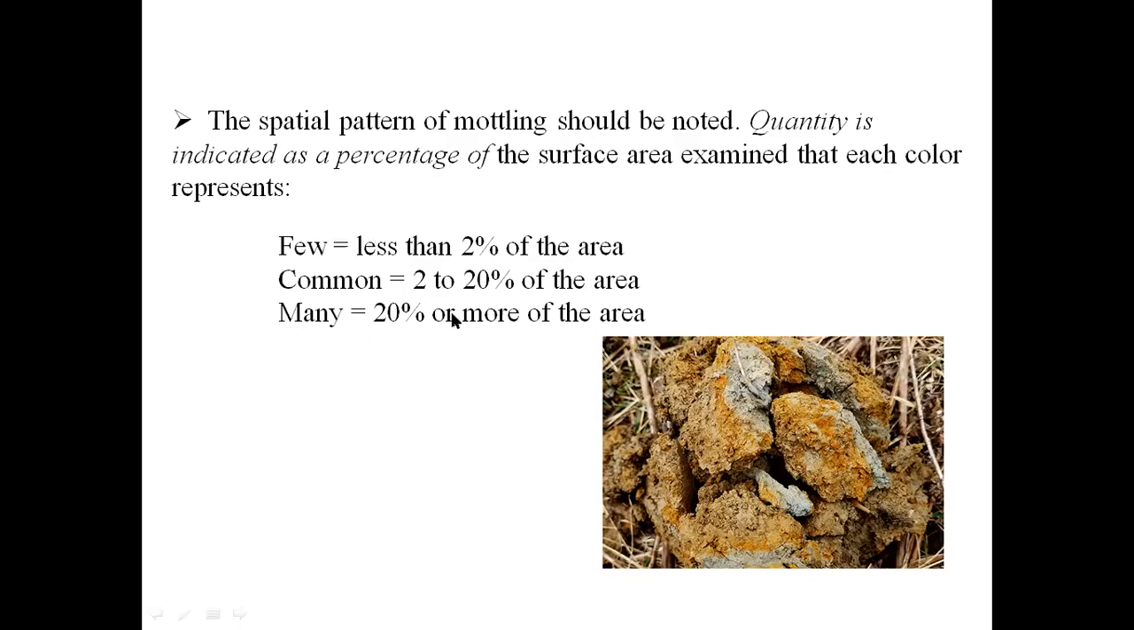So few, common, many. These are the different classes for the quantity indices present in the surface area of each color representation. Please, these values are very important for your examination purpose. If the mottling is less than 2% of the area, it is few. If it is 2 to 20% of the area, it is common. If it is more than 20% of the area, it is many. This is called the spatial pattern of mottling. Mostly it is the quantity element, which is completely described in percentage.